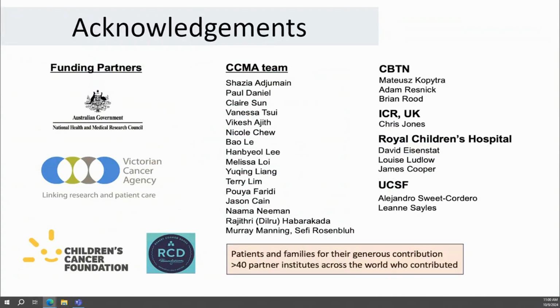I'd like to especially thank the CBTN group, Mateus, Kapitra, and others who through the years have enabled us to build this cell line cohort. About 70 or 80 of our models are actually from the CBTN investigators who generously contributed, as well as obviously the patients and families for their generosity, our funding partners, and the team in Australia and beyond.